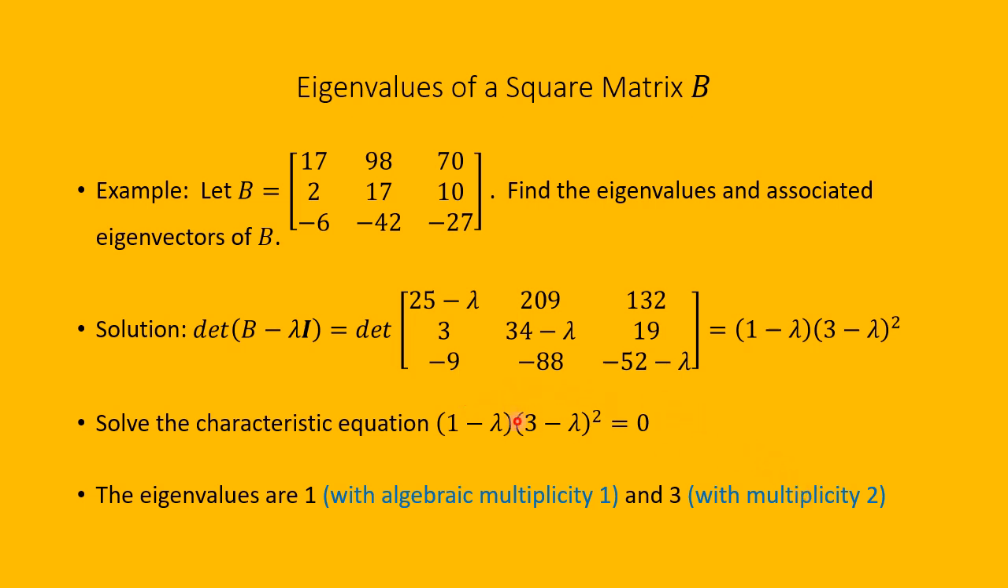You would expect a cubic to have 3 solutions. A cubic equation has 3 solutions, and in this case we have 1, 3, and 3 being the 3 solutions, but 2 of the solutions are the same: 3, with multiplicity 2, since 3 minus lambda consists of 2 factors in this equation.